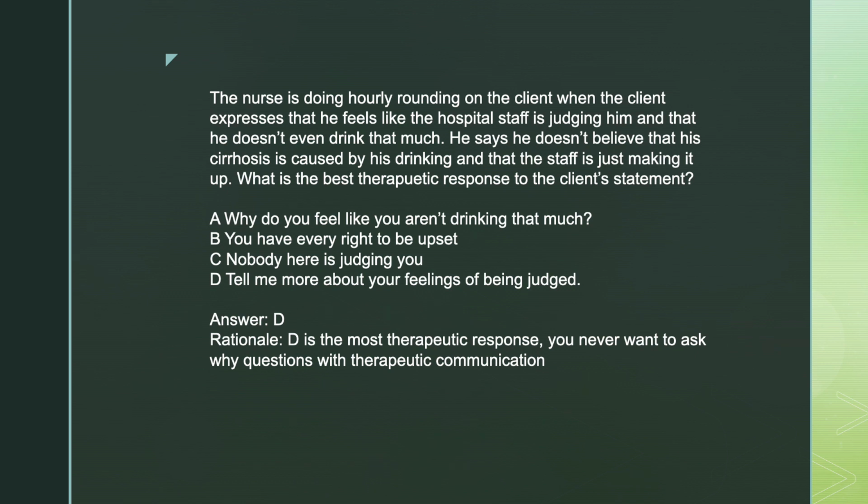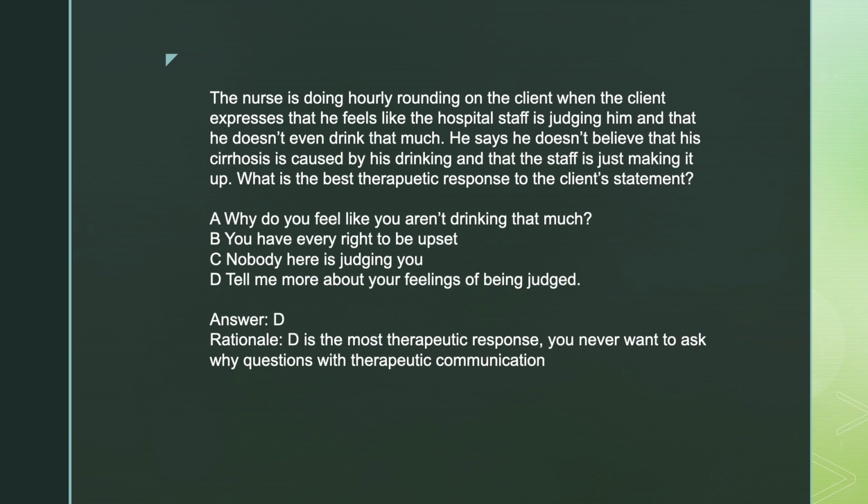So our first question for day 2 is, the nurse is doing hourly rounding on the client when the client expresses that he feels like the hospital staff is judging him and that he doesn't even drink that much. He says he doesn't believe that his cirrhosis is caused by his drinking and that the staff is just making it up. What is the best therapeutic response to a client's statement? A, why do you feel like you aren't drinking that much? B, you have every right to be upset? C, nobody here is judging you, or D, tell me more about your feelings of being judged.